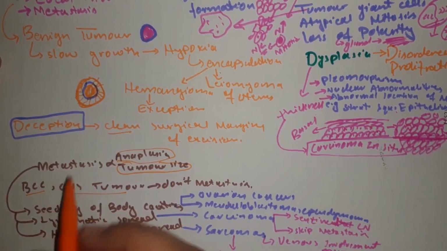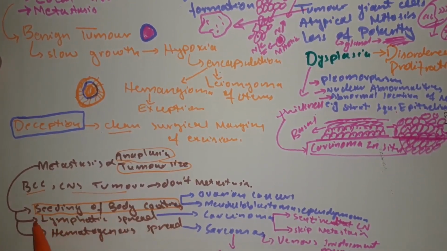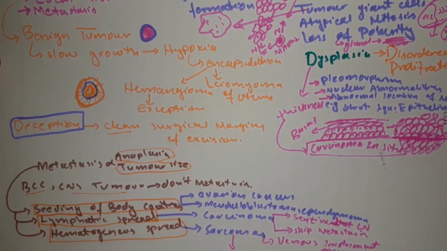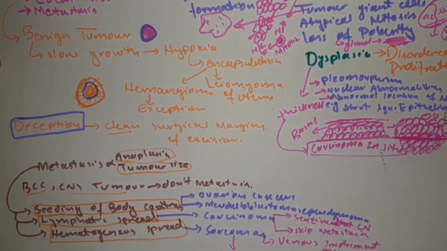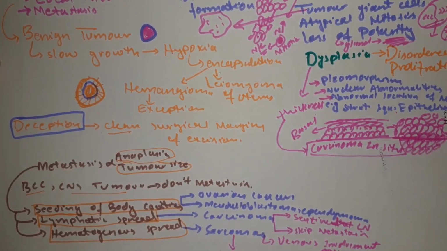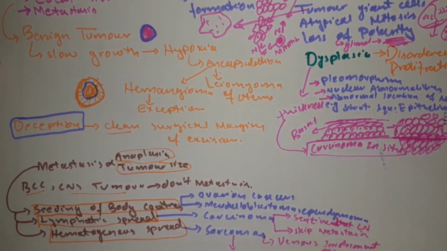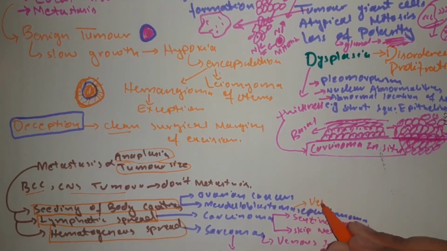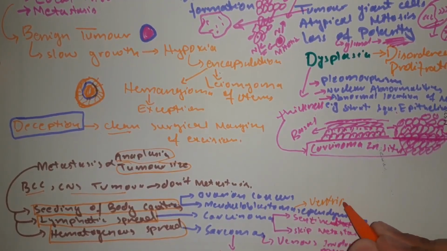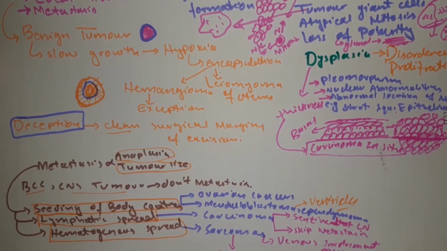Metastasis basically occurs through three main routes. One is seeding of the body cavities, another is lymphatic spread, and the third is hematogenous spread, or spread through blood. Seeding of body cavities occurs mostly in ovarian carcinoma, which seeds the peritoneal cavity. It also occurs in medulloblastoma, which is a CNS tumor, and ependymoma, which spread to the ventricles of the brain, and they can also show drop metastasis. You will study these tumors next in the respective chapters or systems.